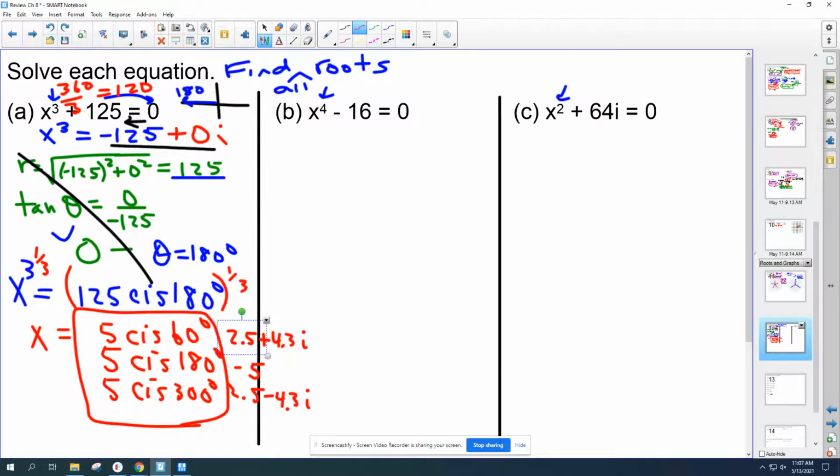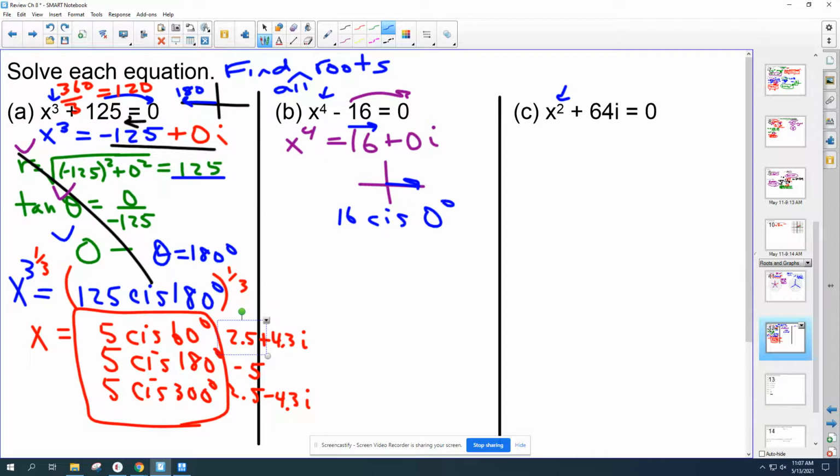Okay? So then the next one, add the 16 over and think about it as a vector. Okay? I don't want to use the formulas, even though I could. I could use the r and the theta formulas to find this, but I think it's much, much easier to just picture where this is. 16 to the right. So that vector is 16 cis 0.